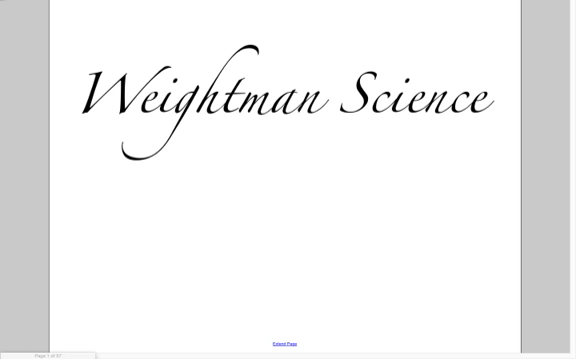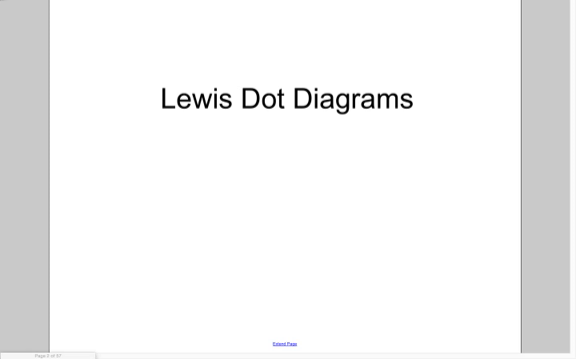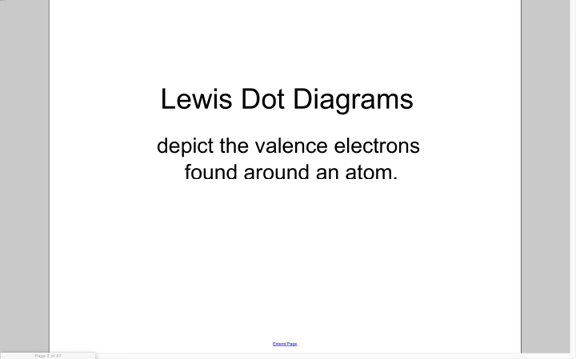Welcome to Waitman Science. Today's topic is Lewis dot diagrams. A Lewis dot diagram is a depiction of the valence electrons that you find around an atom. They end up looking like this.